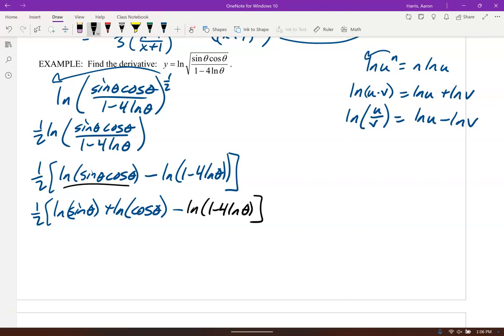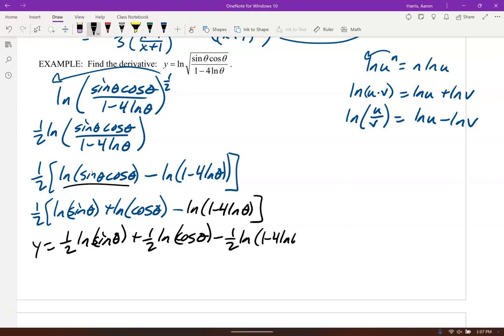So I've got y equals 1/2 ln of the sine of theta plus 1/2 ln of the cosine theta minus 1/2 ln of 1 minus 4 ln of theta. All right, so I've used all the properties, and this is much easier now to take the derivative, right?